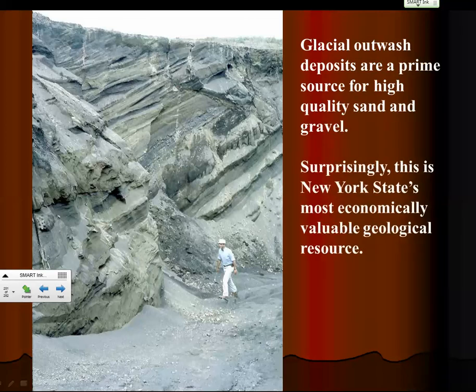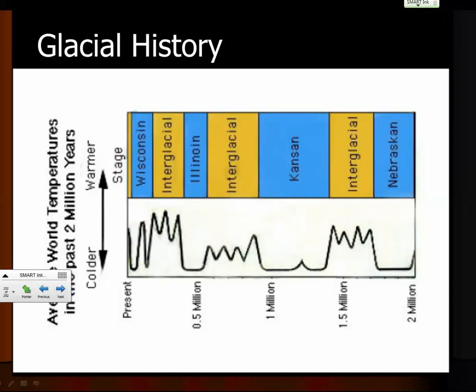All right, here we have some glacial outwash deposits. In New York State, we actually have a pretty big economy for high quality sand and gravel because of all this glacial action here. So it's a valuable resource. I know there's a few quarries right in this area, not within a 10-minute drive from here. And thanks to glaciers, people make a living off selling this stuff.